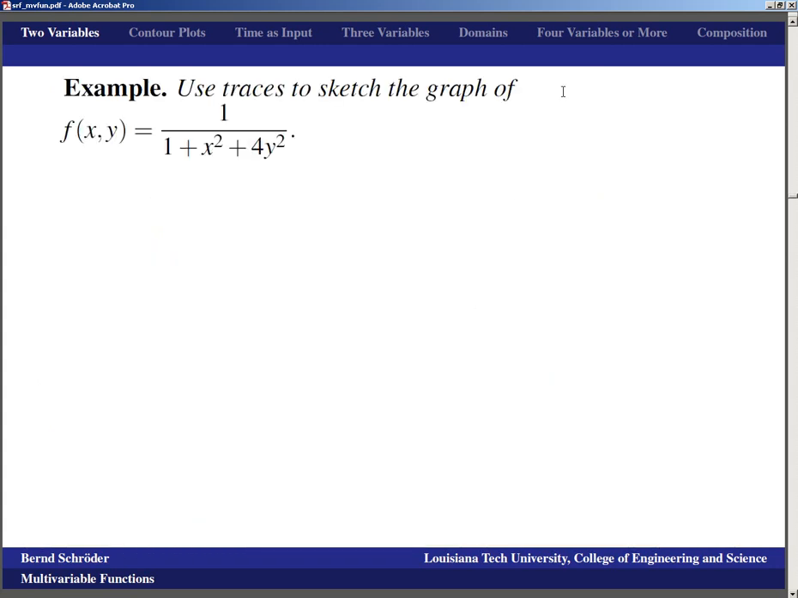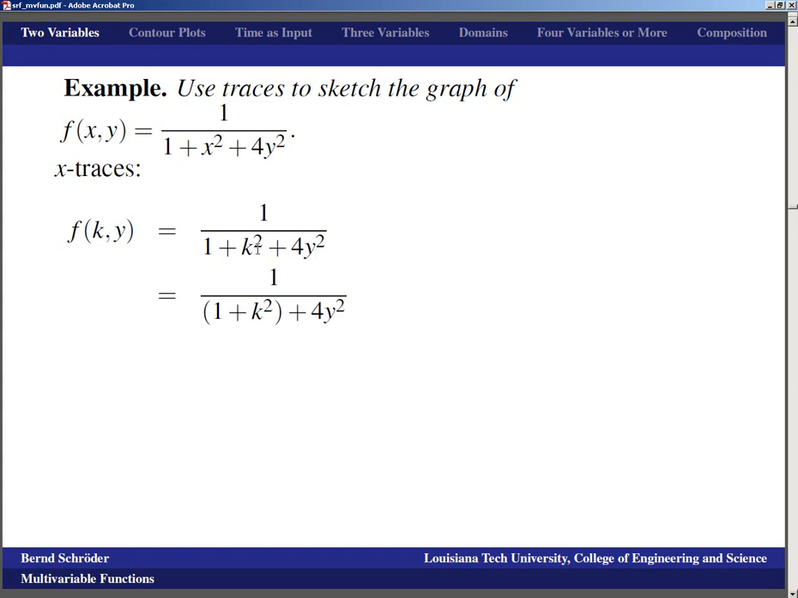Okay, so as an example, we can use traces to sketch graphs. So let's use traces to sketch the graph of the function f of x,y equals 1 over 1 plus x squared plus 4y squared. Well, the x traces would be the functions f of k,y, where f of k,y is 1 over 1 plus k squared plus 4y squared. And we just bracket the 1 plus k squared together. So basically what we have here is 1 over a number plus some number times y squared. So this is sort of like 1 over 1 plus y squared. Okay, the 4 would be disregarded there.